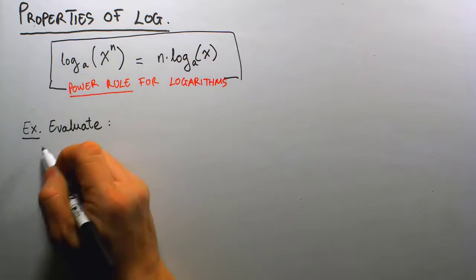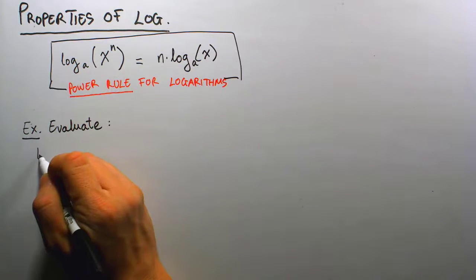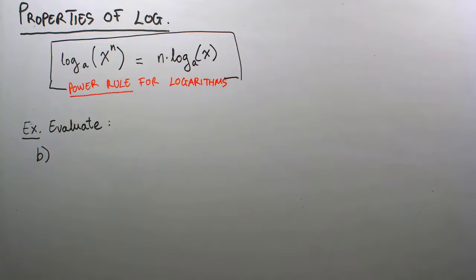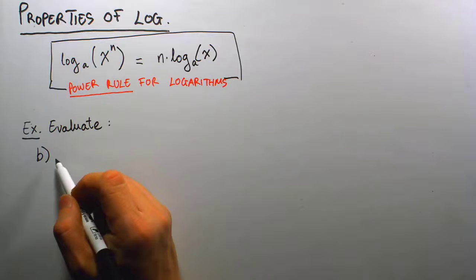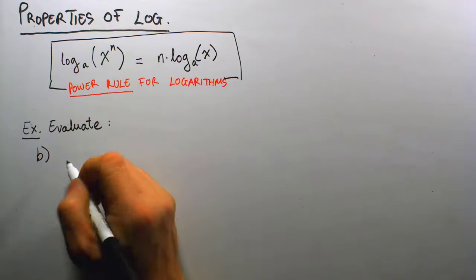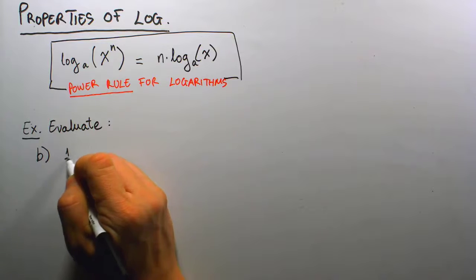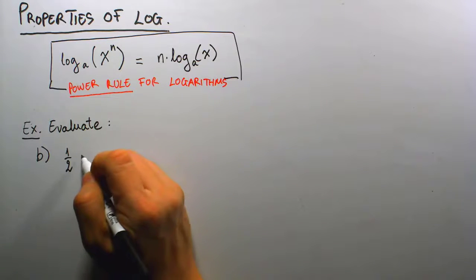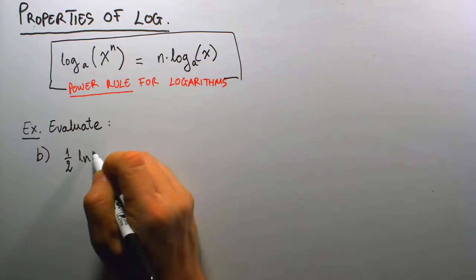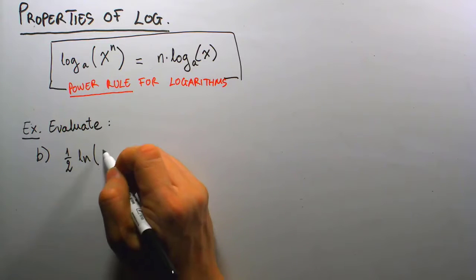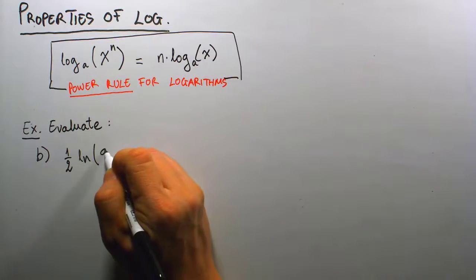So now in the same example here, let's repeat the computation skill that we have done earlier in another problem. So now how about we're looking at 1/2 natural log of 9.